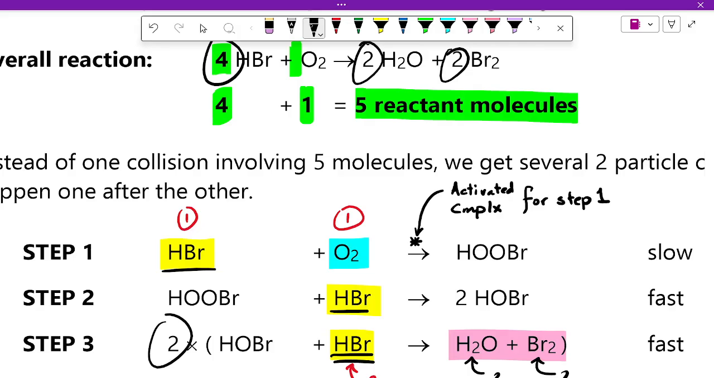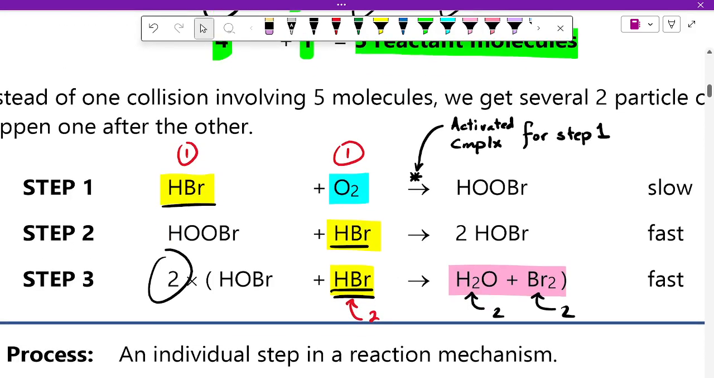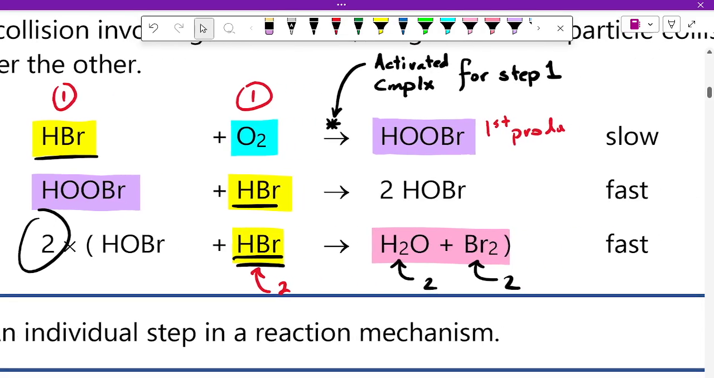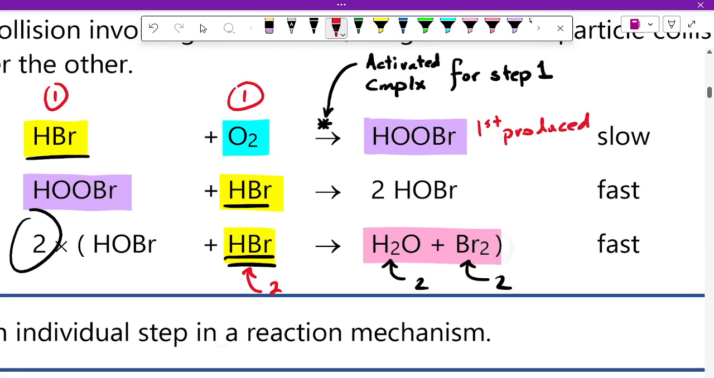Everything else that happened in between, the Huber, what happened to it? It was produced in step 1. What happens to it in step 2? It collides with HBr, and do we have Huber anymore? No. So Huber is first produced and then it is used.